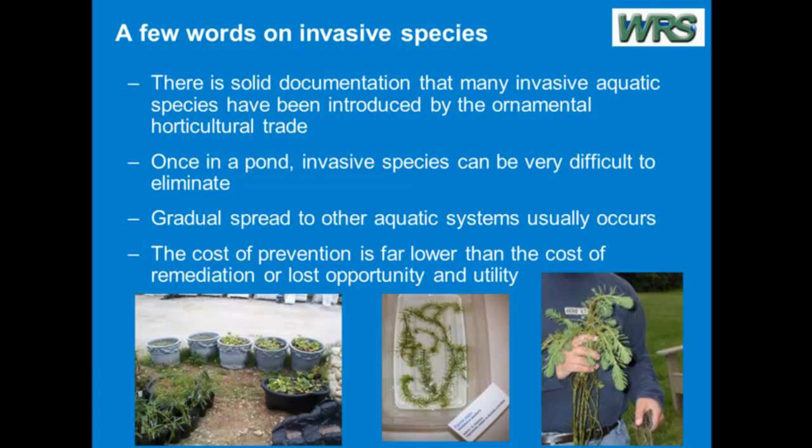Okay, just a couple notes on invasive species. This is mostly about nutrients and water quality, but since at least a good portion of you are in the horticulture industry, there's very, very extensive documentation that a lot of our invasive species came in the ornamental horticulture trade, including the aquarium trade. Please be very, very careful with what's coming in and what's going out. Once an invasive species gets into a pond, it's extremely difficult to eliminate. They can gradually spread to other systems. In fact, it's almost inevitable. And the cost of prevention is far lower than the cost of remediation or the lost opportunity and utility.